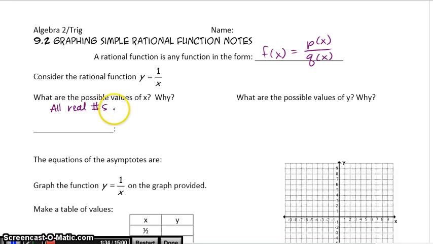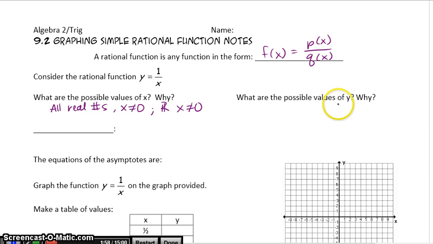But we have one restriction. Our x cannot equal 0. If we have 0 in the denominator, this becomes undefined. So that is why we can't have x equaling 0. So the way I would write all real numbers is I would say all real numbers, but x cannot equal 0. So this is how I would write that.